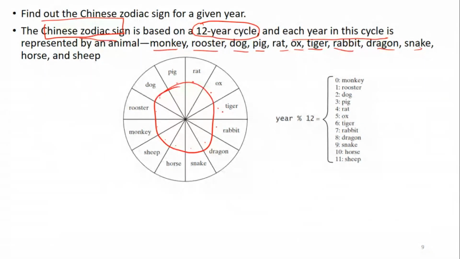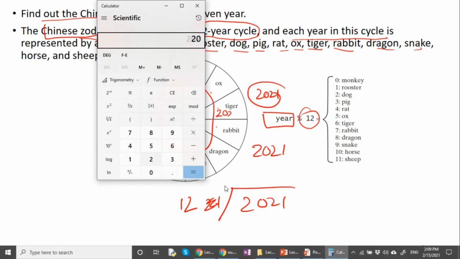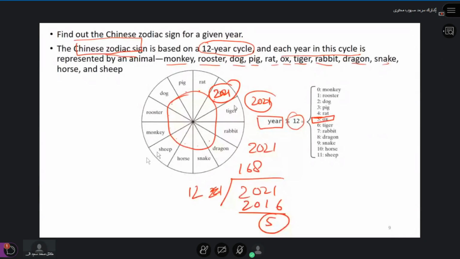Okay, so what we do is we get the year. Let's say the year is 2021. We find its remainder with 12, and the answer is going to be what? Let's see. 2021 divided by 12 is 168, and 168 multiplied by 12 is 2016, and the remainder is 5. So the zodiac sign for 2021 is ox. So this is the zodiac sign for this year, the ox. Okay, do you all understand that? Do you understand this Chinese year concept?